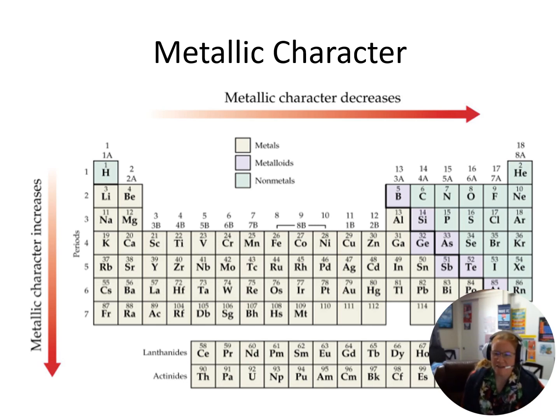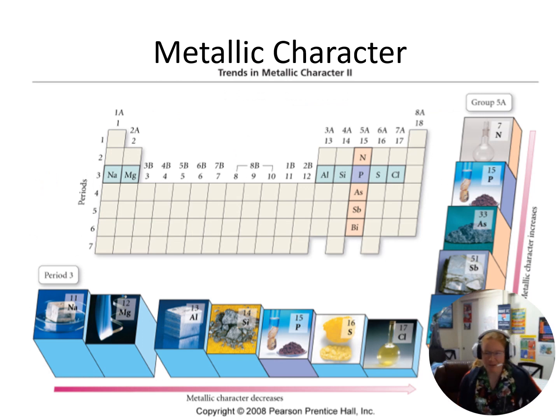Okay? And then as we go down the periodic table, if I'm over here in this region right here, as I go down, I start off with non-metals and I get into my semi-metals or my metalloids, and I get down to metals. So we see that trend there, that we go from not very metal-like to actual metals. And so if I look at period 3, as I go from sodium over to chlorine, I get less and less metallic-like.